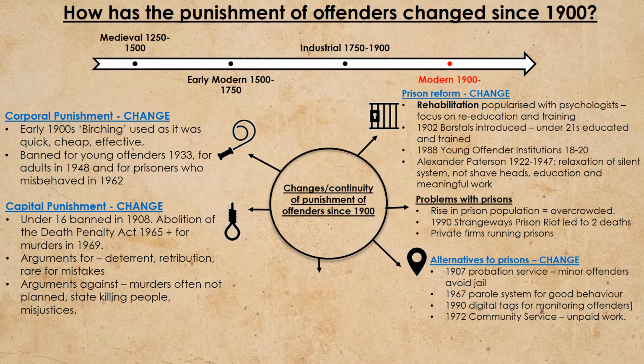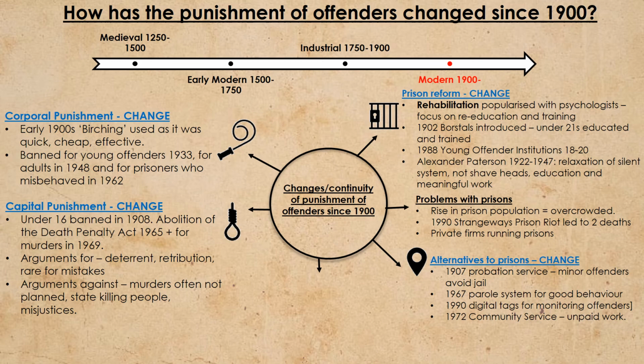So in 1907 you get the probation service, which is for minor offenders where they can avoid jail, so they'll normally get a suspended sentence to avoid the problem of overcrowding. In 1967 we get another development with the introduction of the parole system, where offenders who had demonstrated good behaviour in prison might be released slightly early before the end of their sentence.